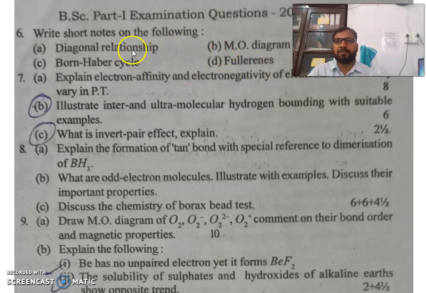So you have to explain each of the following: Born-Haber cycle, what does it mean, what is the diagonal relationship, the B2 MO diagram you have to write, and fullerene. Explain the electron affinity and electronegativity of elements. How do they vary in the PT? PT means periodic table. If you explain them, you will get the 8 marks.